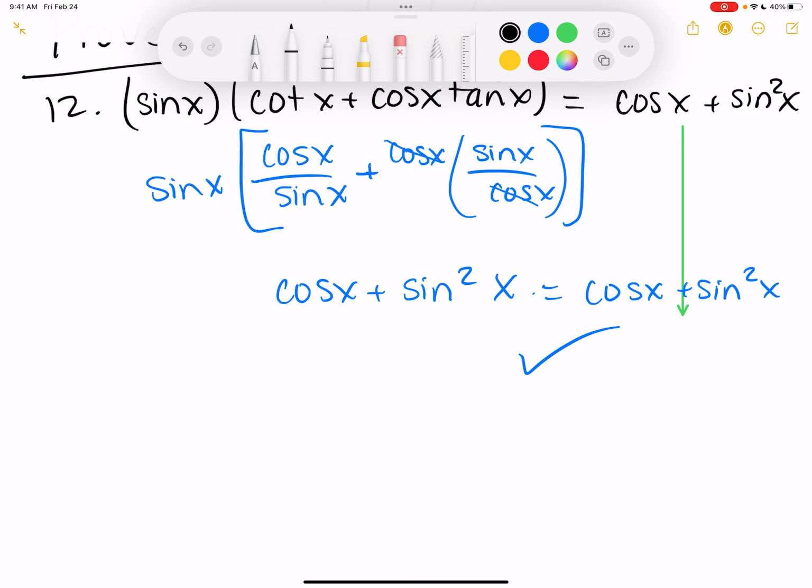Anybody going to be upset if I go out of order? No. Great. 24. 1 over tangent of beta plus tangent of beta equals secant of beta cosecant of beta.